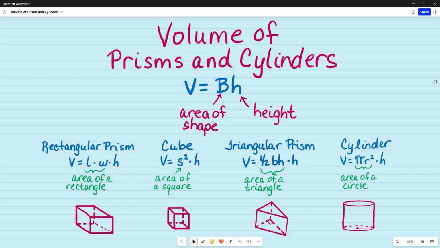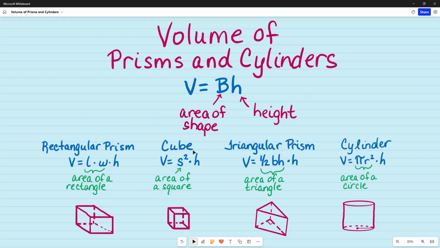Today I will go over the volume of prisms and cylinders. So you have this formula that encompasses all of these volumes. Volume is equal to capital B times H. Capital B represents the area of the base of the shape that you're working with.